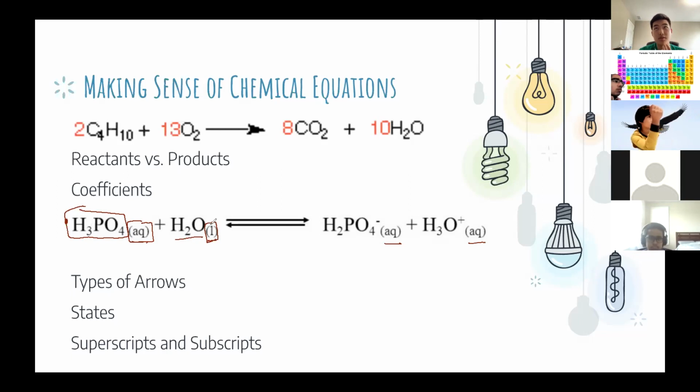I'm trying to think of some other examples. If you've ever heard of ethanol or methanol, those are also some pure liquids that you might come across in chemistry. And here we have AQ and AQ again. If you're talking about solids, you would use parentheses S. And if you're talking about gases, you would use parentheses G.